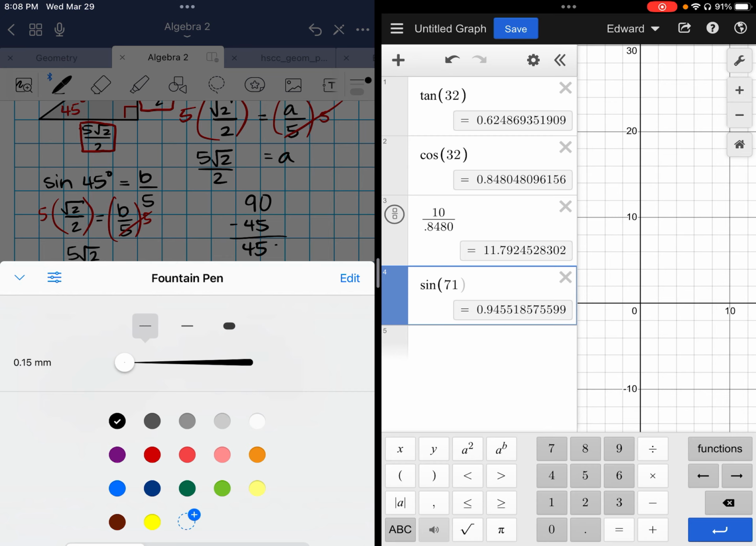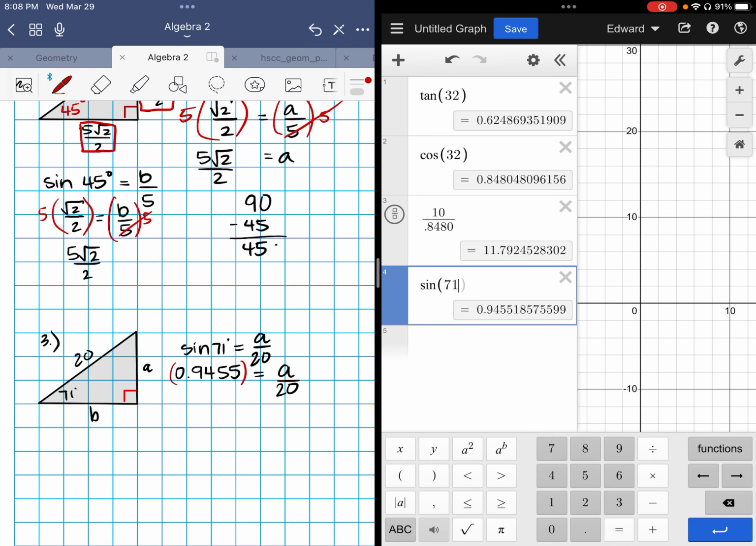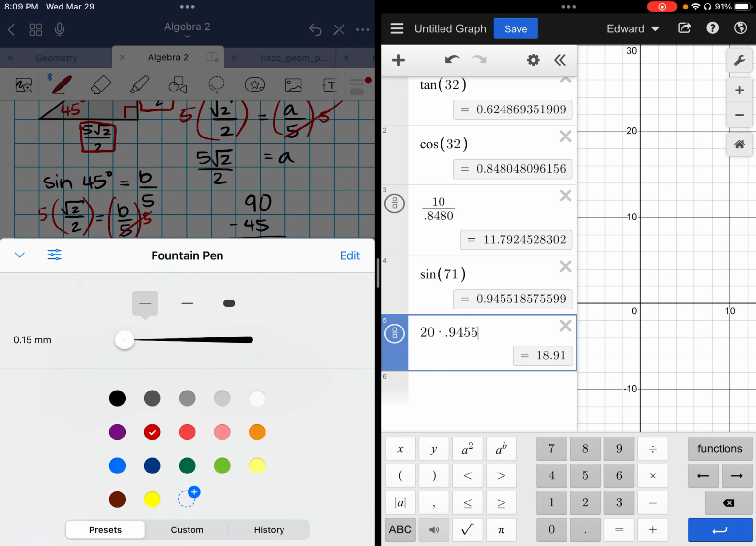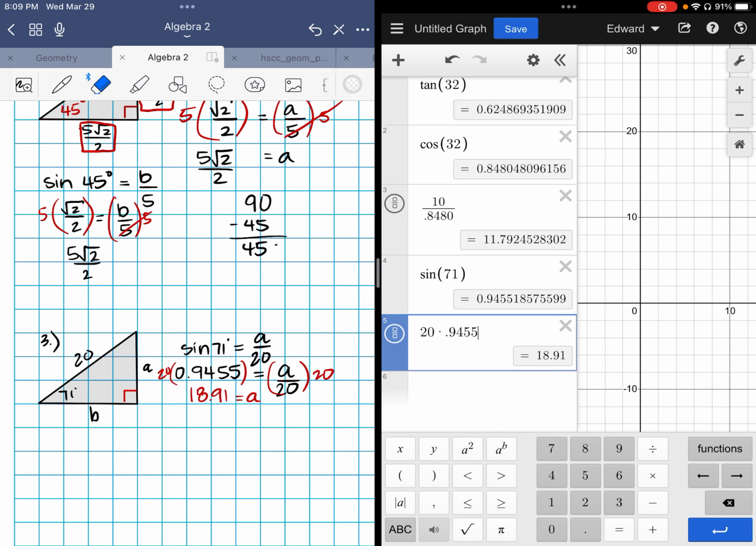We're going to go ahead and multiply both sides of our equation by that 20 to isolate the variable A. Right side by 20, left side by 20. Go to Desmos, and we're going to go 20 times 0.9455, and that's giving us 18.91. So we have 18.91 is A, and we can go ahead and fill that into our triangle. So this guy right here is 18.91.